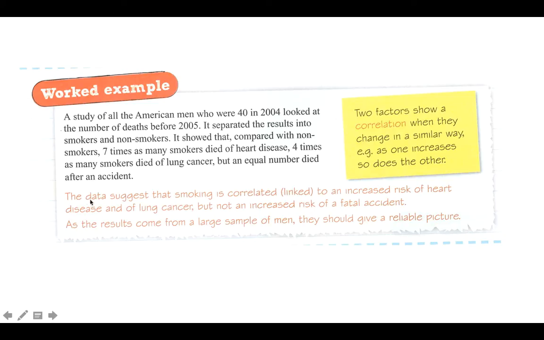Now, the pupil has said, the data suggests that smoking is correlated to an increased risk of heart disease and of lung cancer, but not an increased risk of fatal accident. As the results come from a large sample of men, they should give a reliable picture. Now, this is another thing. When we're looking at drugs and we're looking at data, graphs or investigations into people, we need to make sure that the sample is large. Okay, if the sample is not large, then it could be unreliable. We only accept large samples. If it's a sample of 3 people, then we do not accept it.